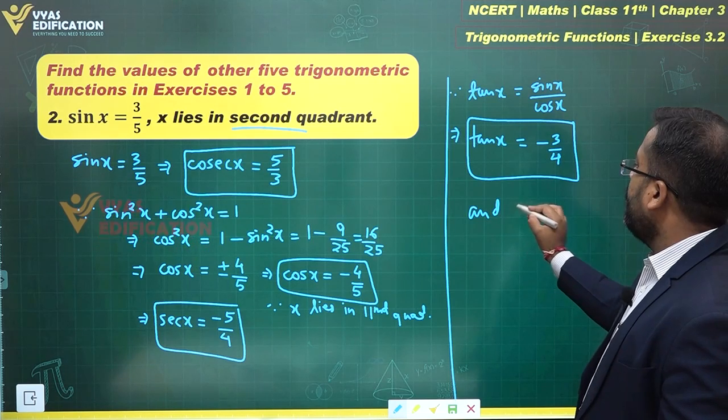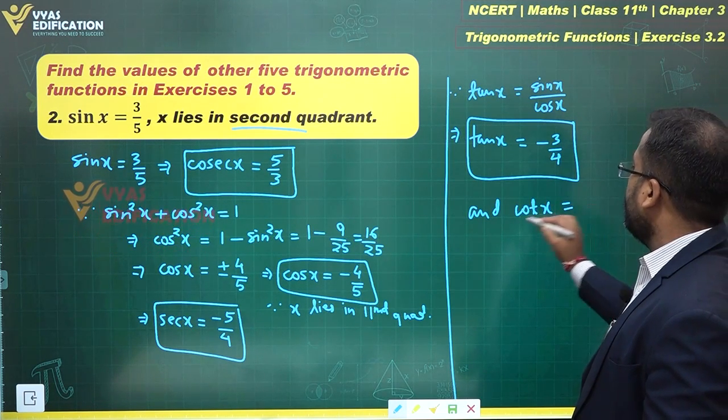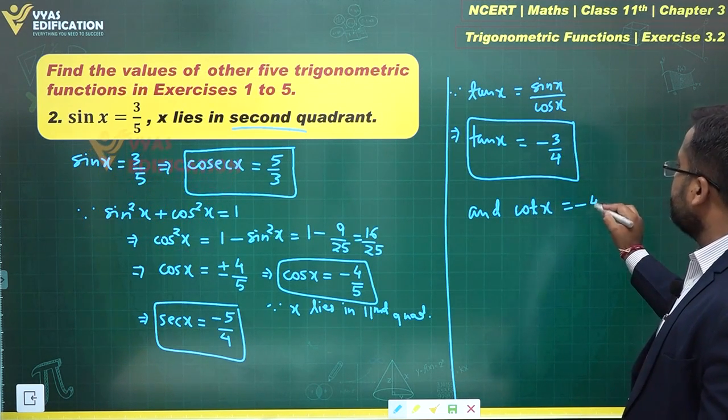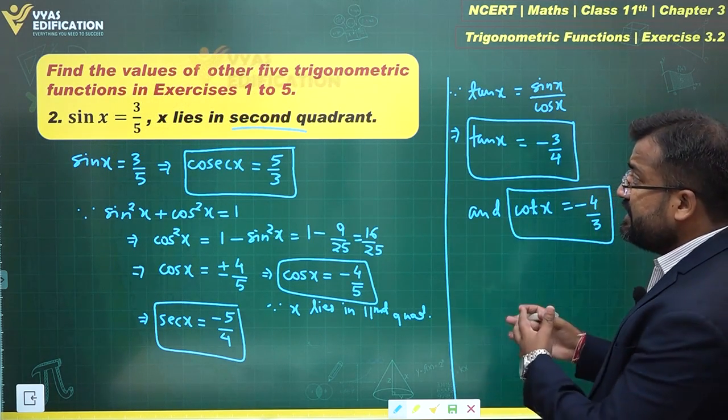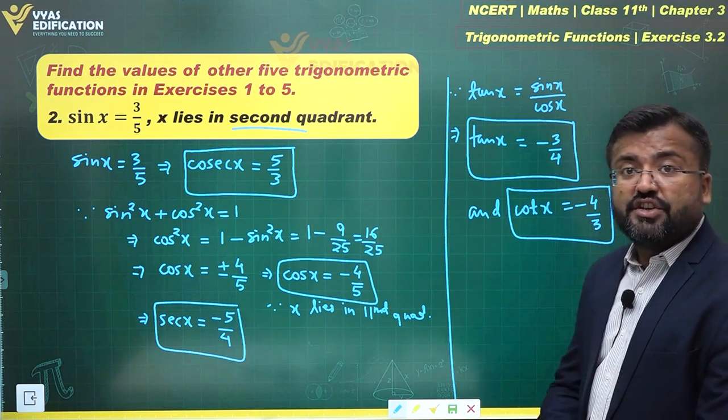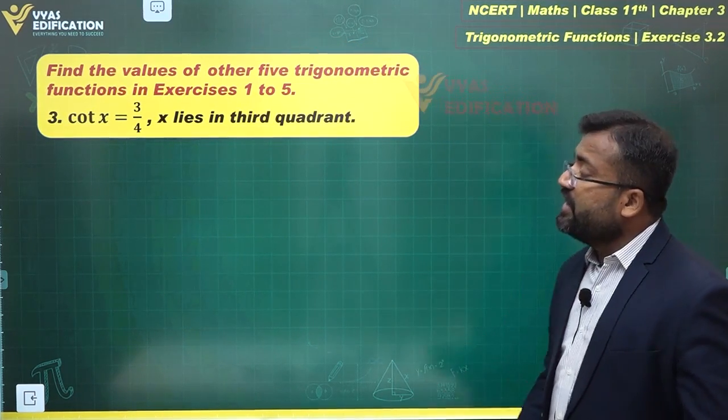And cot x will be equal to what? Cot x is the reciprocal of this, which is minus 4 by 3. This is what you get. That's a complete solution for this question. Let us talk about the next one.